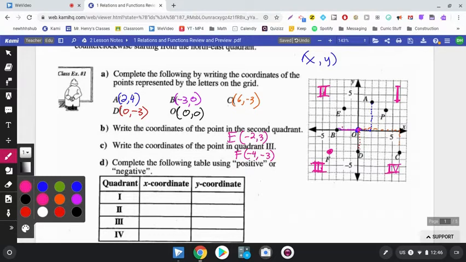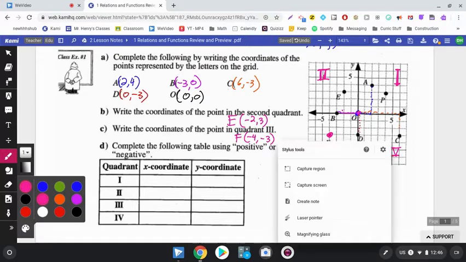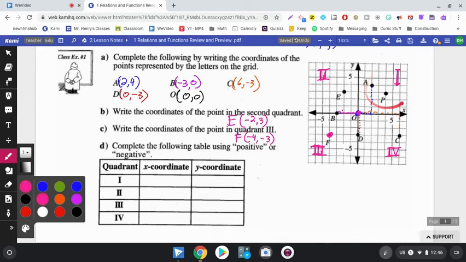Complete the following table using positive or negative. So this is really interesting, and this comes up later on, and in 20 you jump back to it. If I have a point in each of the quadrants, I actually know something about its signs. If I'm in quadrant 1, the only way you got to quadrant 1 was by going in the positive x direction and then up, which is the positive y direction. So it had to be a positive x value and a positive y value.